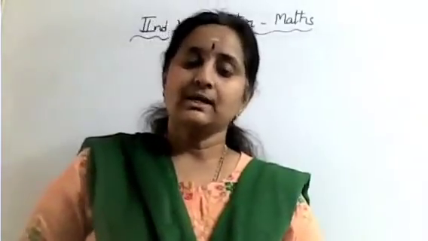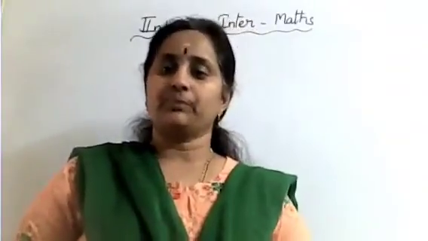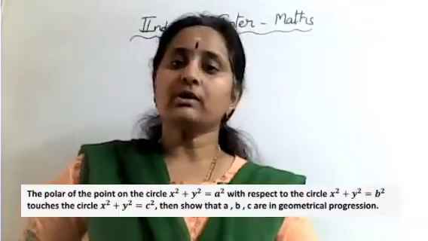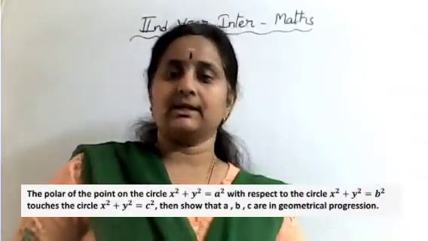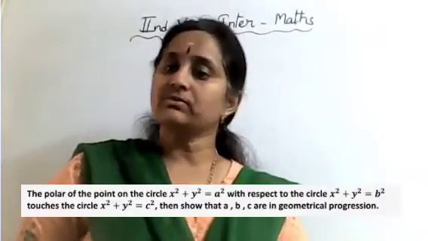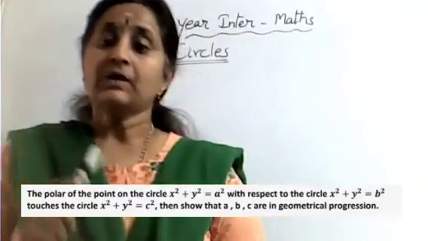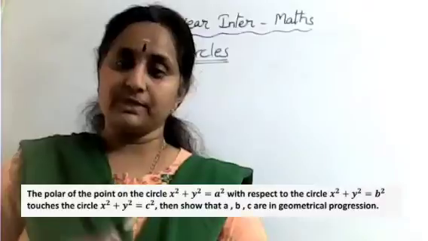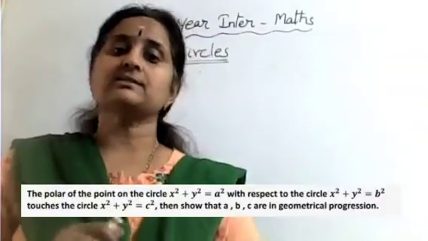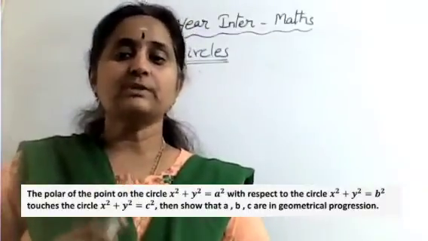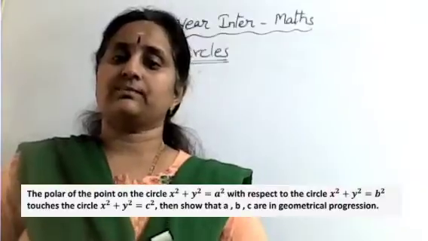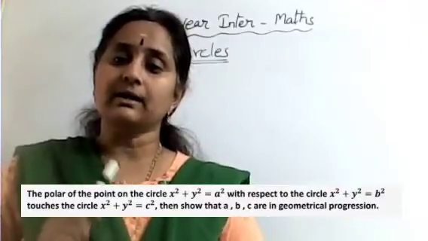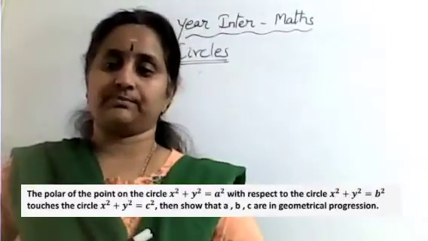Hello students, let us do some more important problems on circles. If the polar of the points on the circle x square plus y square is equal to a square, with respect to the circle x square plus y square is equal to b square, touches the circle x square plus y square is equal to c square, then prove that a, b, c are in geometrical progression.